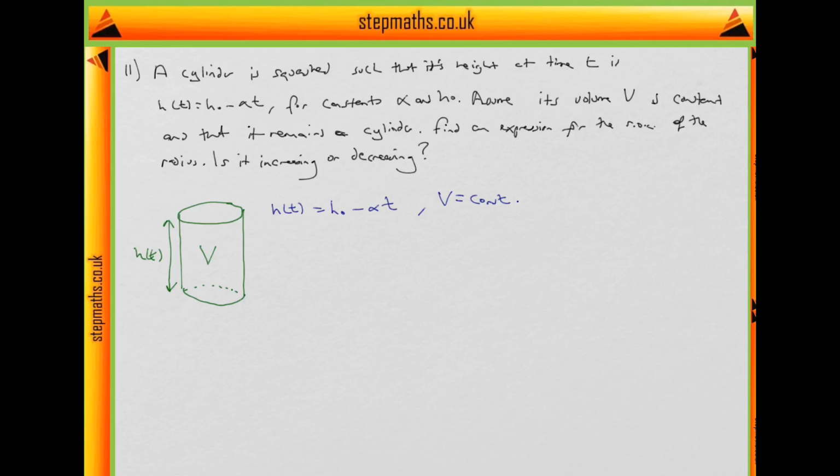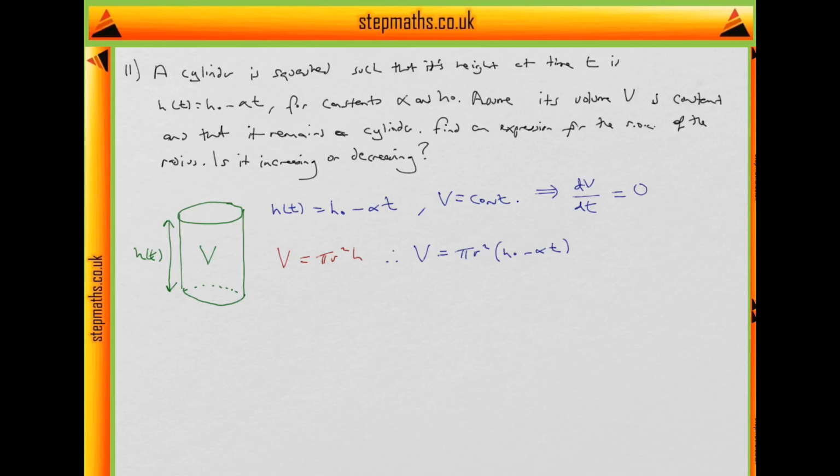Well, what does it mean if V is a constant? Well, that means that its time derivative is 0, because the derivative of a constant is 0. So this implies that dV by dt is equal to 0. But what is the volume? Well, we know that the volume of a cylinder is equal to pi r squared h, where r is its radius and h is its height. Therefore, we know V is equal to pi r squared times h, which is h0 minus alpha t.